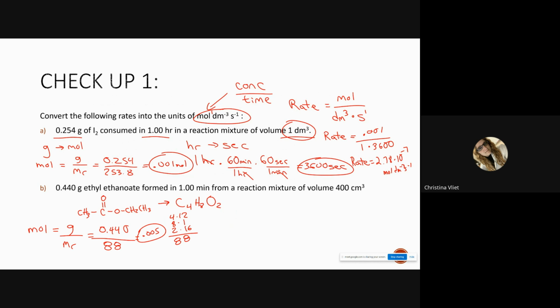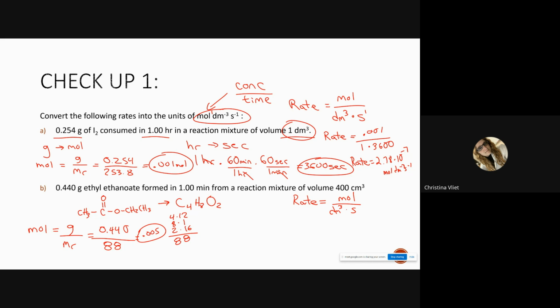Good so far? What are they asking us to do again? Find the rates in the units of moles, dm cubed, and seconds, right? That's what they're asking for. We've now got the moles. What else do we need to do?